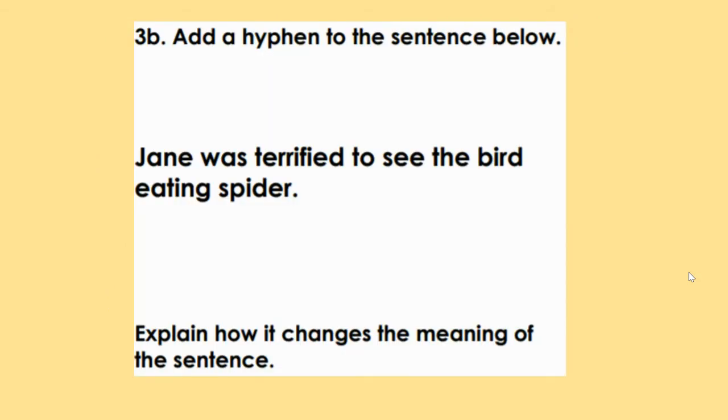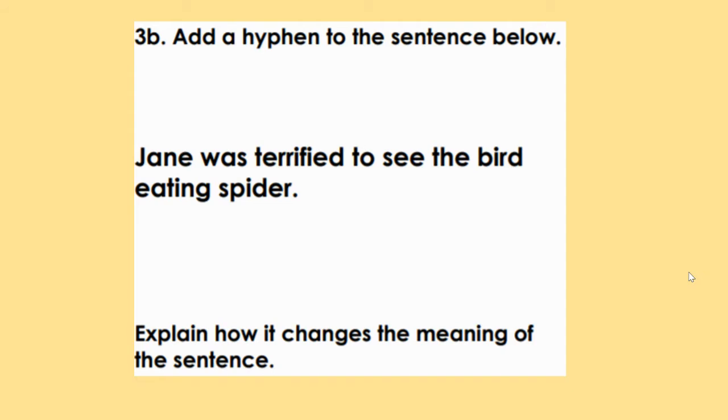So we're going to have a look at some example reasoning statements here where we need to think about where the hyphen needs to go within the sentence. So Jane was terrified to see the bird eating spider. Now, as I read that sentence to begin with, I might think that the bird is eating the spider. Now, I've got three nouns in my sentence. I've got Jane, bird, and spider.